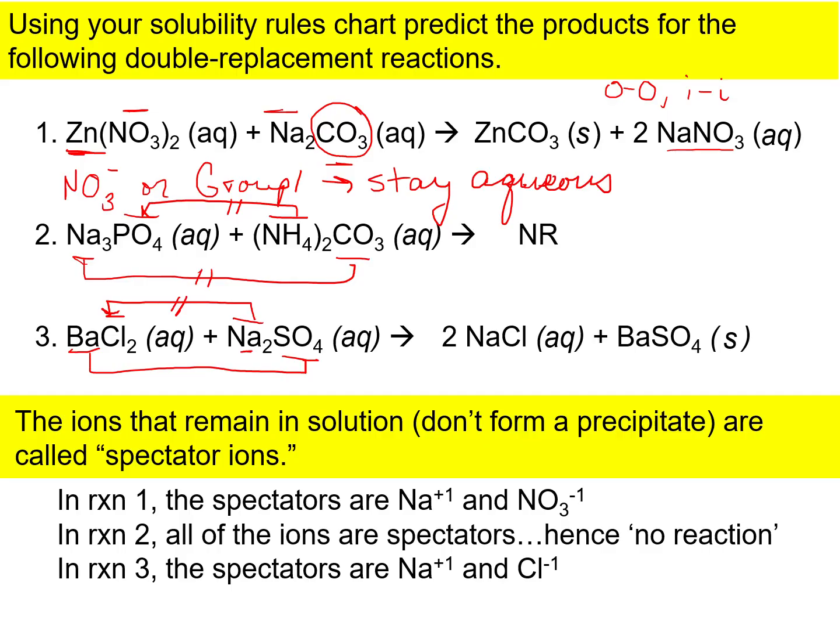So in reaction 1, the spectators are going to be sodium and nitrate because they stayed aqueous. In reaction 2, all of the ions are going to be spectators because there was no reaction. That's why there is no reaction. They're just watching what's going on. And in reaction 3, the spectators are going to be the aqueous ones again, so sodium and chloride.